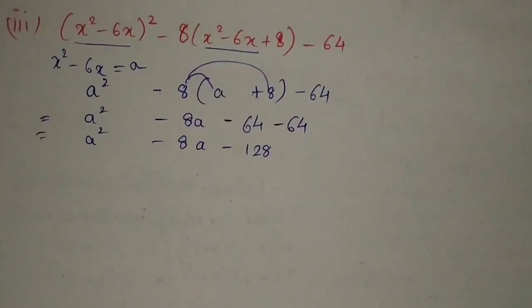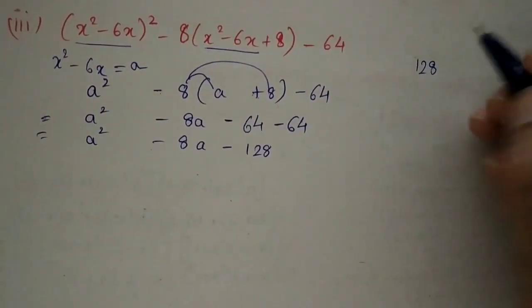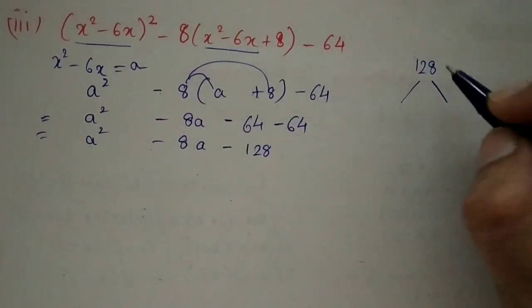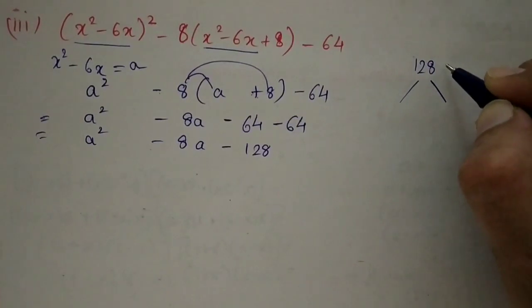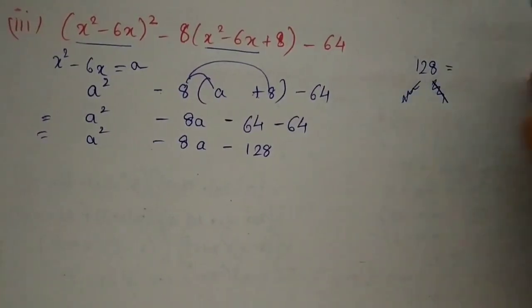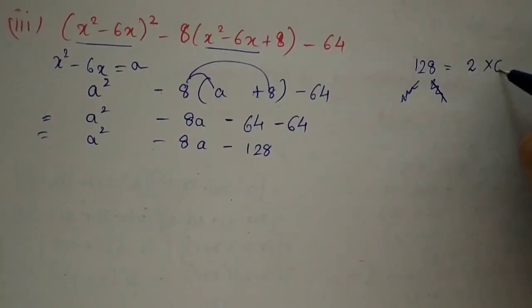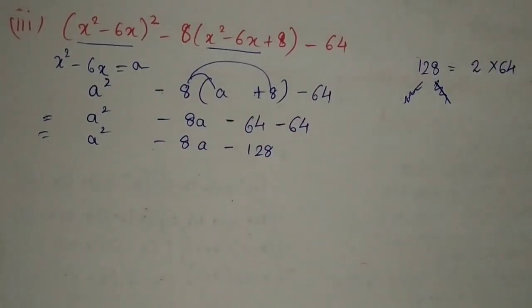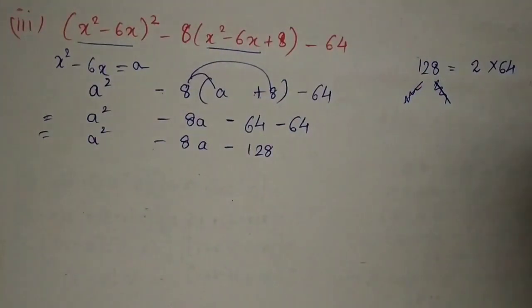Okay, so let us find out the factors here. 128. Okay, so 128 can be solved in what way? Suppose if you are doing it by 2, so 2 into 64. 2 into 64 is 128, but is it giving you 8? 2 and 64, will it give you 8? No. So these are not the pair.